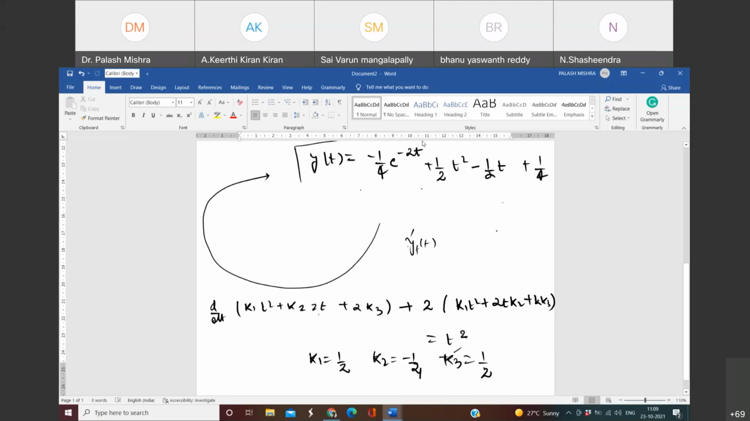Please note down this final answer, assuming the initial condition that y(t) equals 0 at t equals 0. This was the initial condition. This question I think we have discussed in the last class also. So just for clarity purpose, I am giving you one last example regarding this. So please solve this question and let me know the answer.